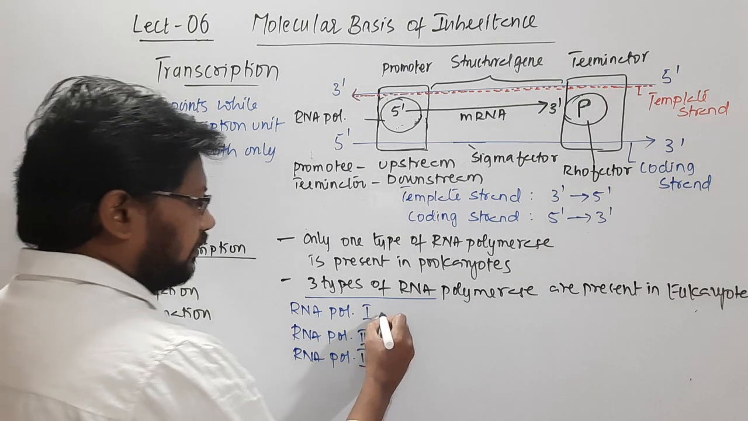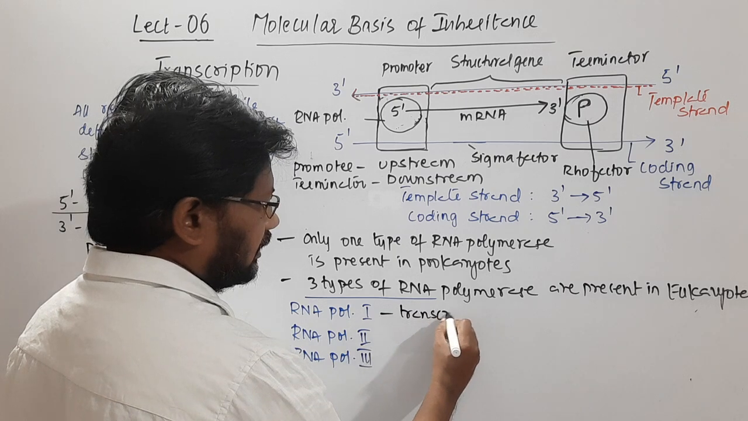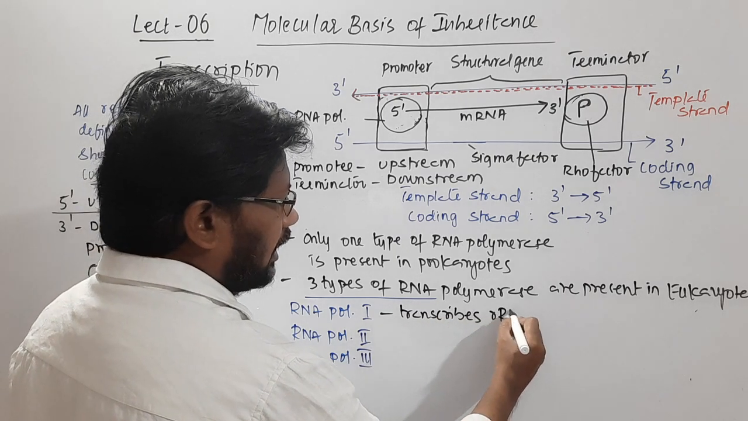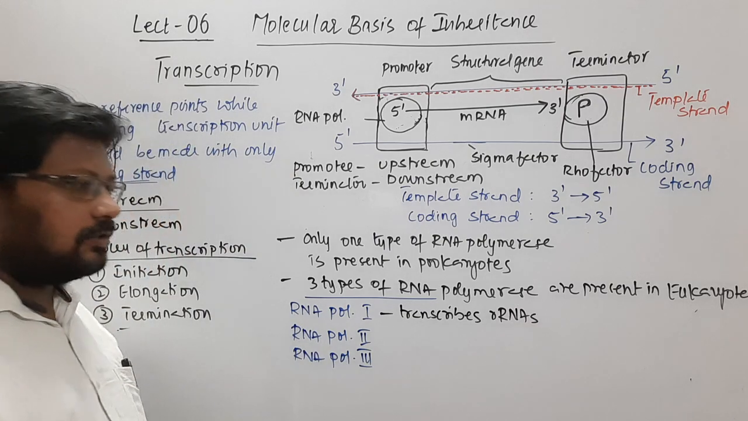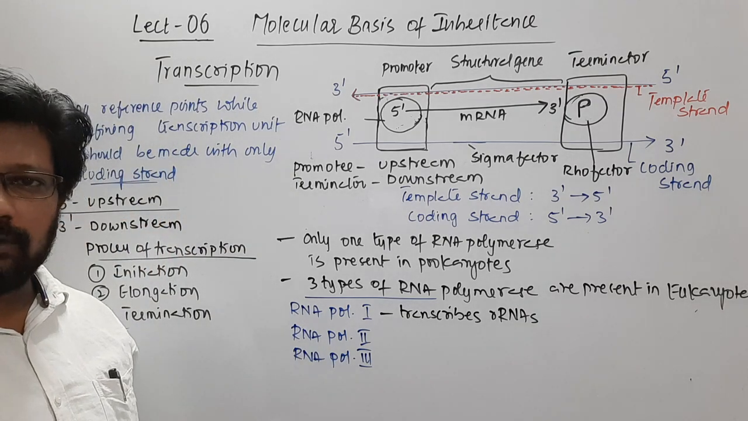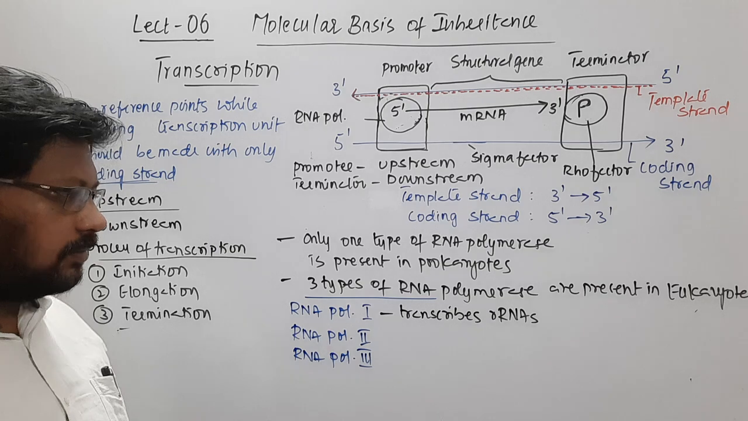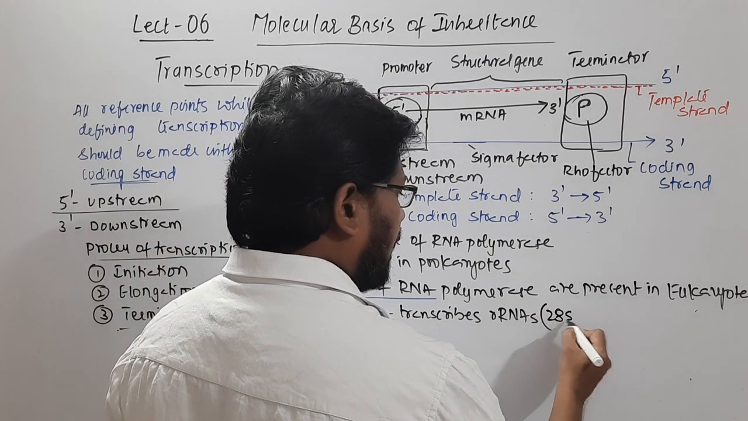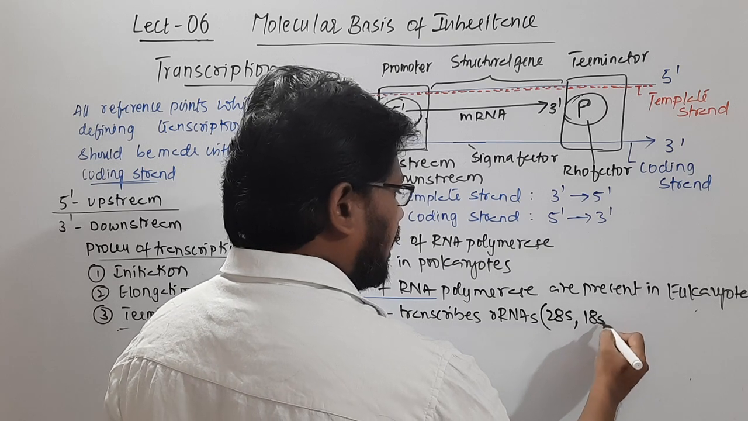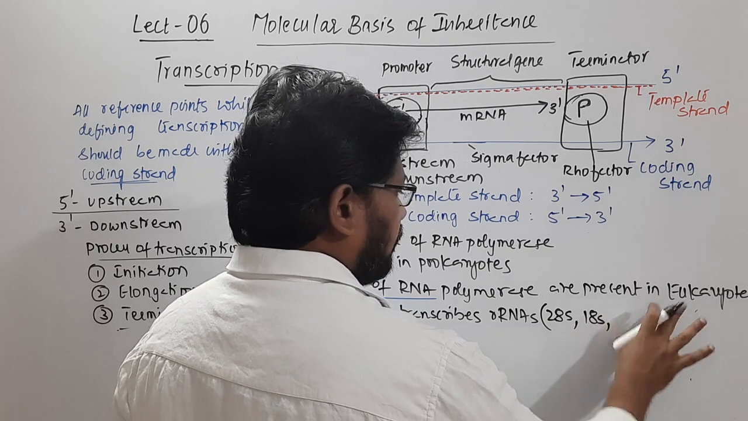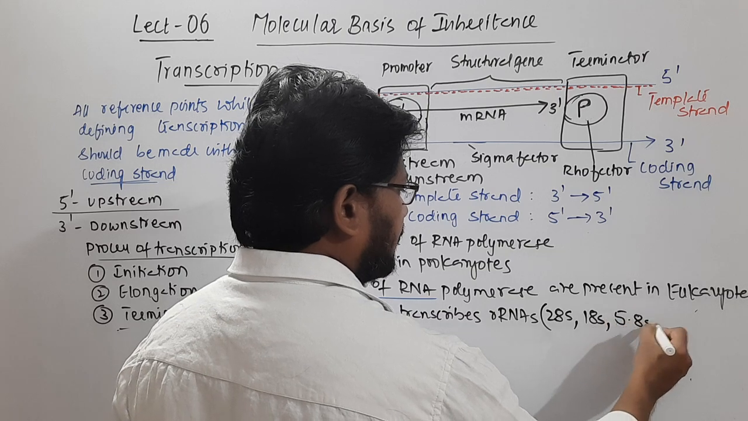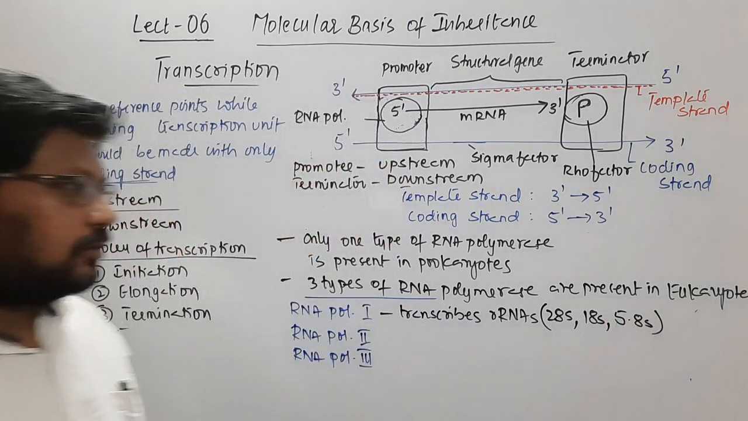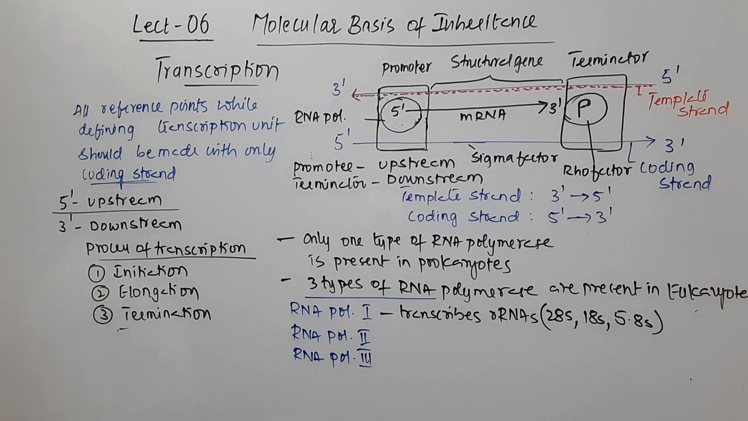So RNA polymerase 1 transcribes rRNAs, ribosomal RNAs. That small r indicates ribosomal RNAs. Like 28S rRNAs, 18S rRNAs, and 5.8S rRNAs. Those rRNAs are transcribed by RNA polymerase 1.